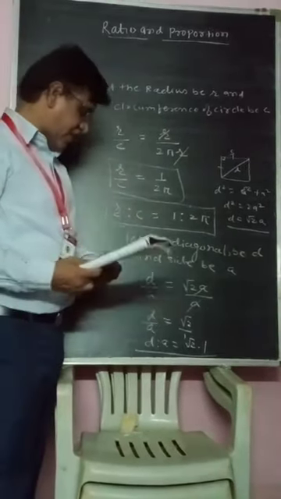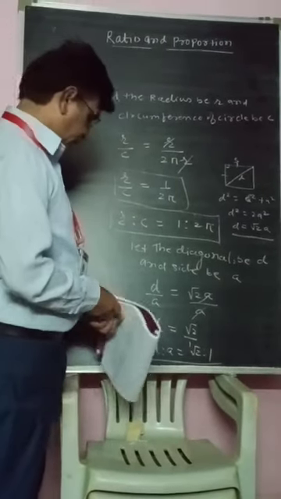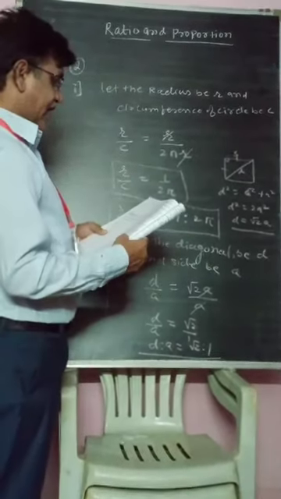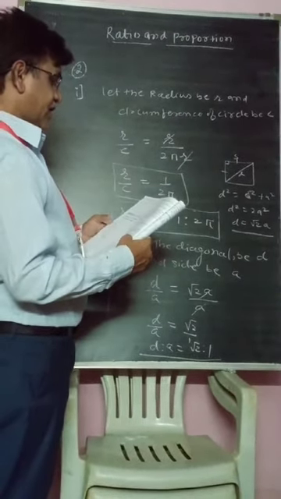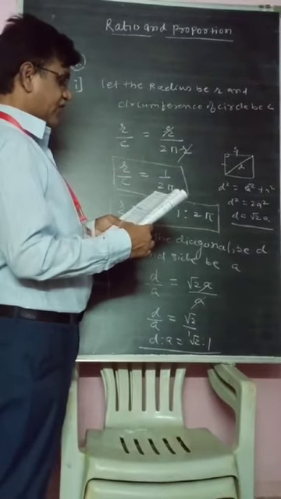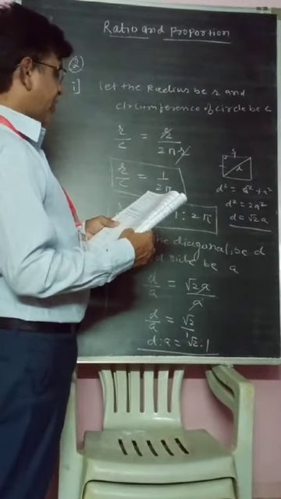Okay, in this way you can find out the ratio of diagonal and side of the square. Now come to the next question. The next question is the ratio of circumference of a circle with radius r to its area.